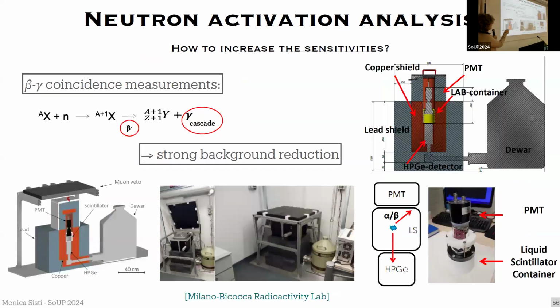So to reduce the background, as I mentioned, we use this beta gamma coincidence detector. Beta gamma, because when you make a neutron activation, the nuclides are beta unstable, so with a scintillator, you detect the beta that decays and the gamma cascade that comes after with a germanium detector that is placed below. And this already gives some strong background reduction from the environmental background. We have also a veto around.